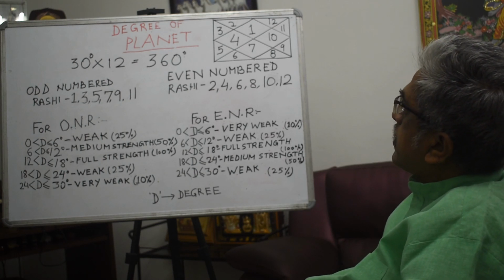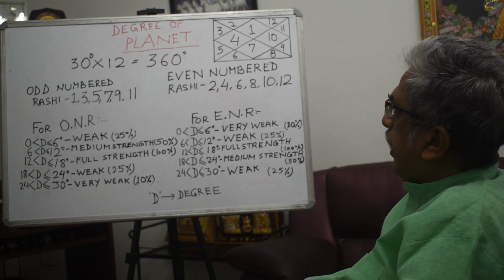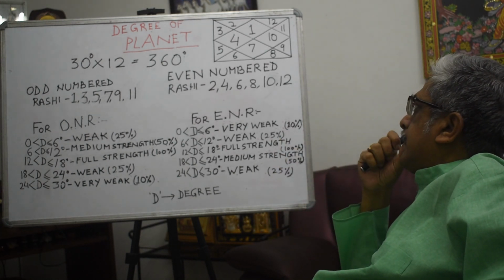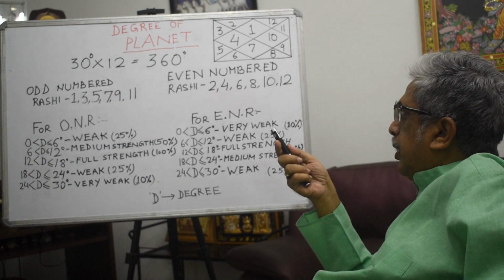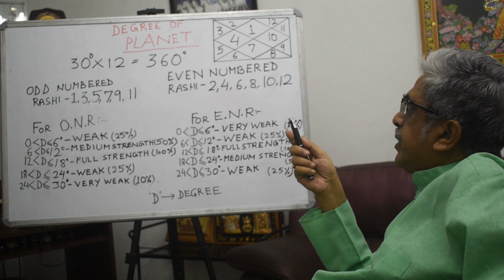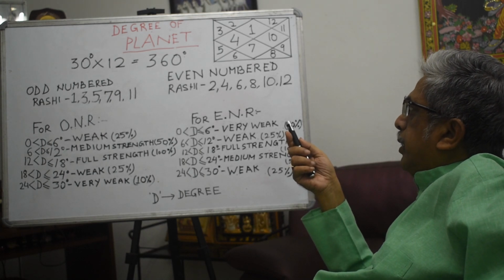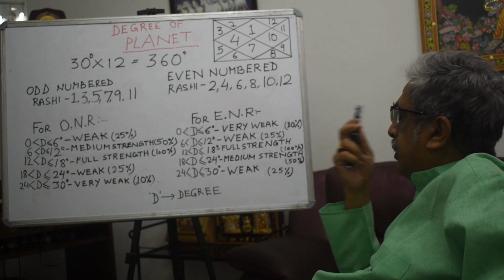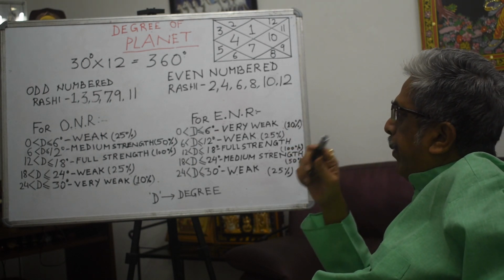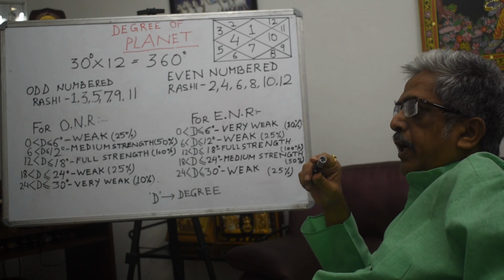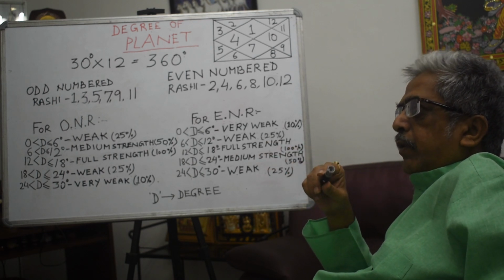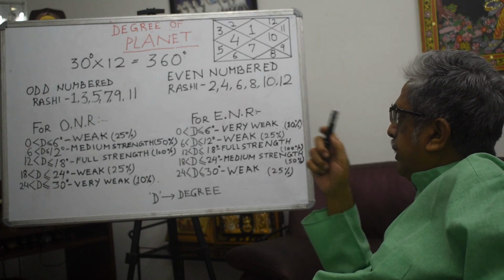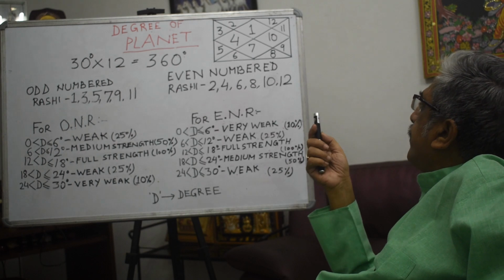In this session, I will discuss the degree of a planet. Degree means strength. Degree means how much strength will be converted into result. You might have heard or observed that a planet in a particular situation gives either 100% result, or 50%, or even less result. Why does it happen? It depends on degree. That I will explain in this session.